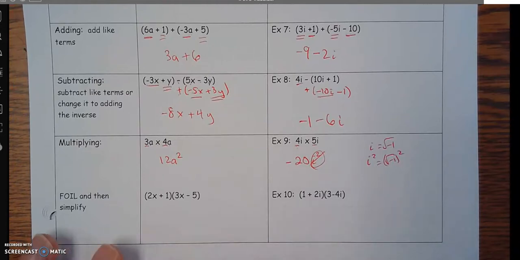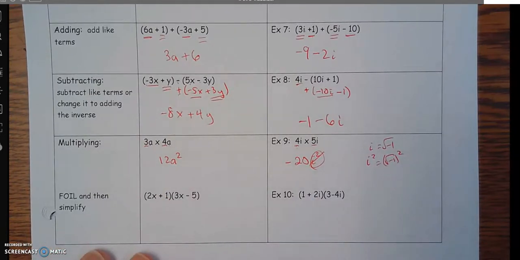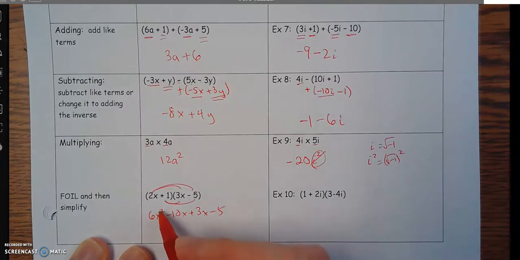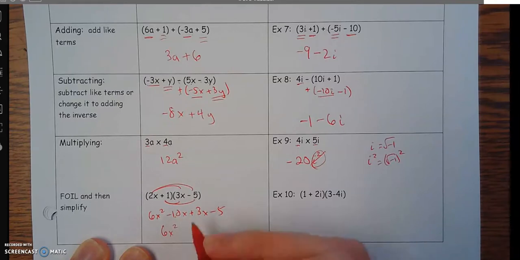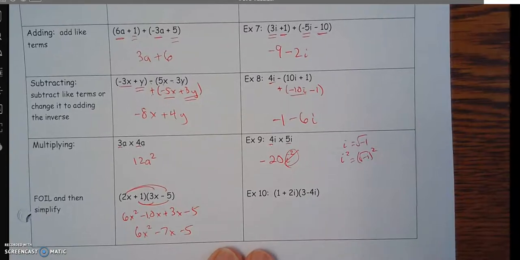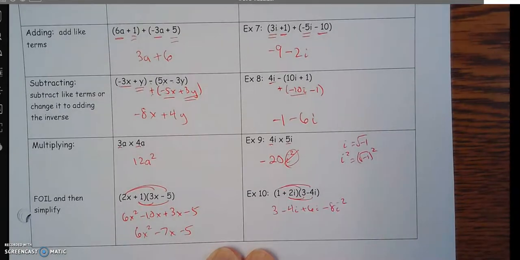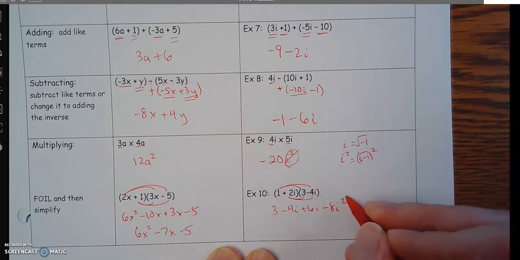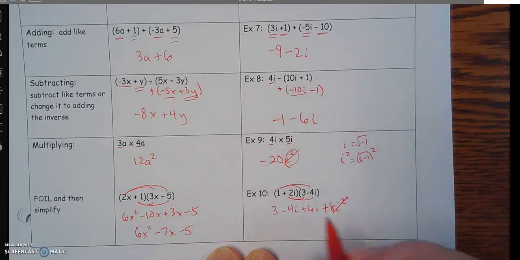And now FOIL, same thing. I'm going to speed things up here. So I did first, outer, inner, last, and then combine like terms. So I've got negative 10x plus 3x is minus 7x, minus 5. So same idea over here. I'm going to do first, outer, inner, last, and then I'm going to combine like terms. Now, before I combine though, I should look right here. I've got another one of those i squared. So anytime you have i squared, it's the same thing as negative 1. So that'd be a positive 8. So 3 plus 8 is 11. And then it'd be plus 2i.